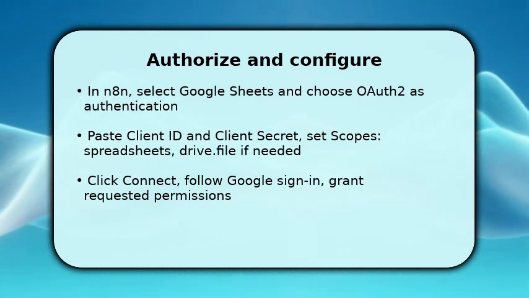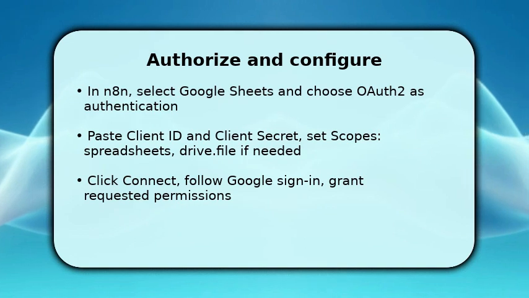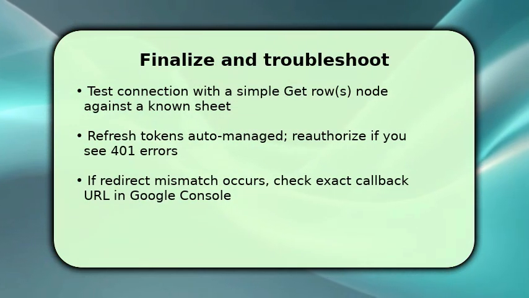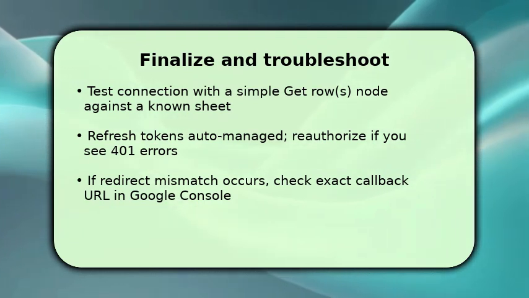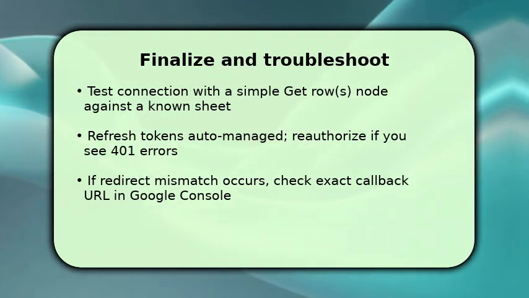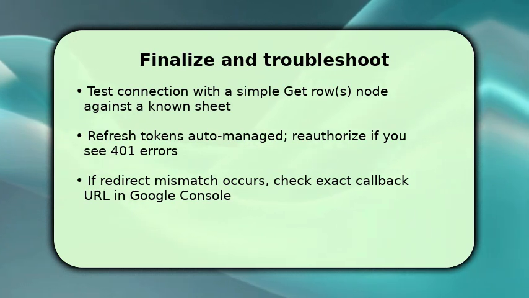Finish by testing the credential in a small workflow. Add a Google Sheets node, pick the credential, and request a known range to verify access. If calls fail with 401 or permission errors, reauthorize from the credential screen.